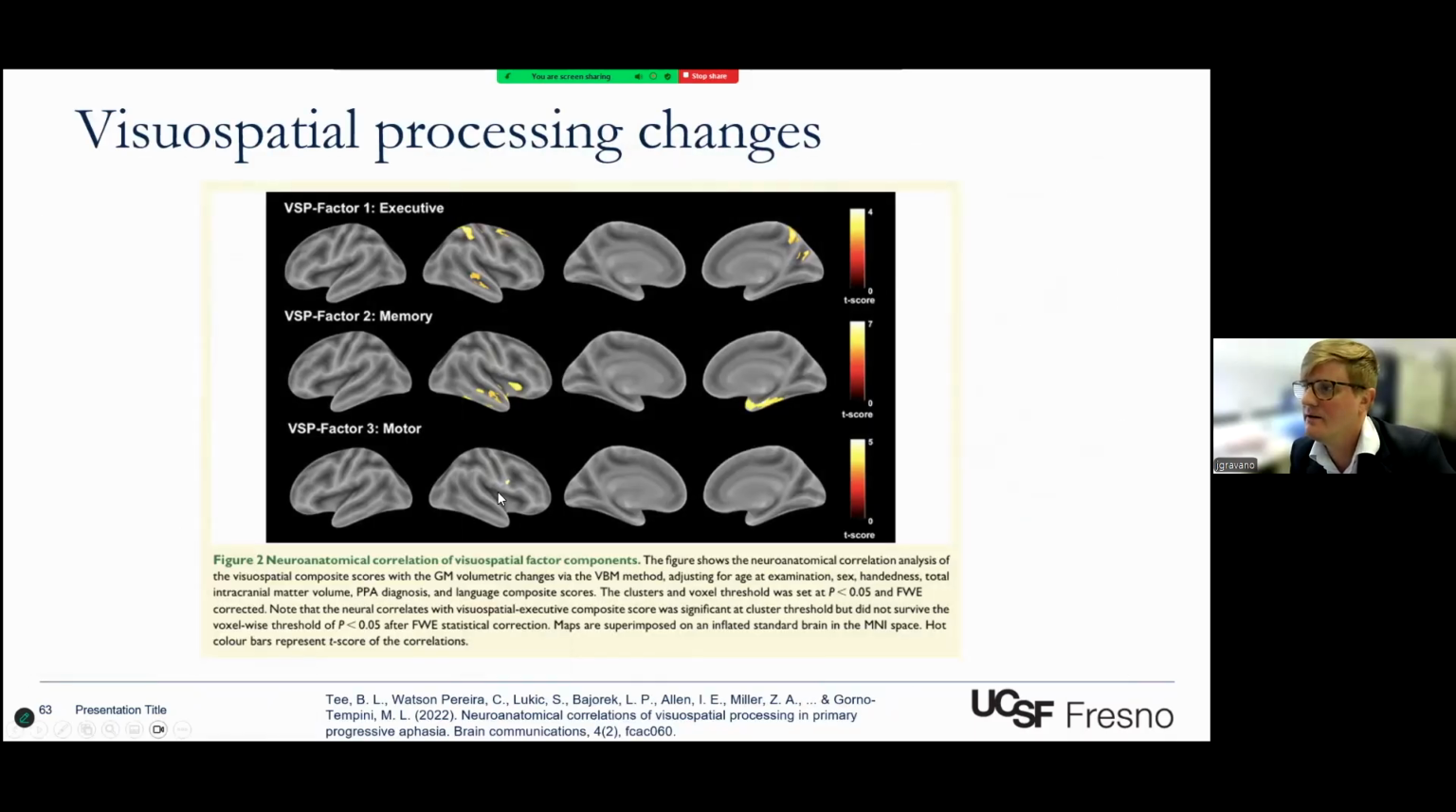This is another example, for visual spatial changes in primary progressive aphasia. So what are you seeing? Well, you see that there's some linkage to executive-like functions, memory-like functions, and primarily motor-based functions that come out in statistical analysis as being perhaps prognostic of those changes.